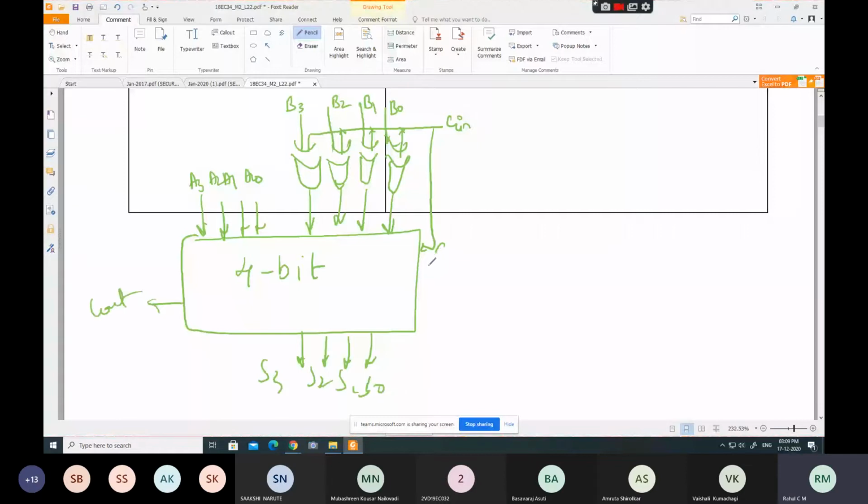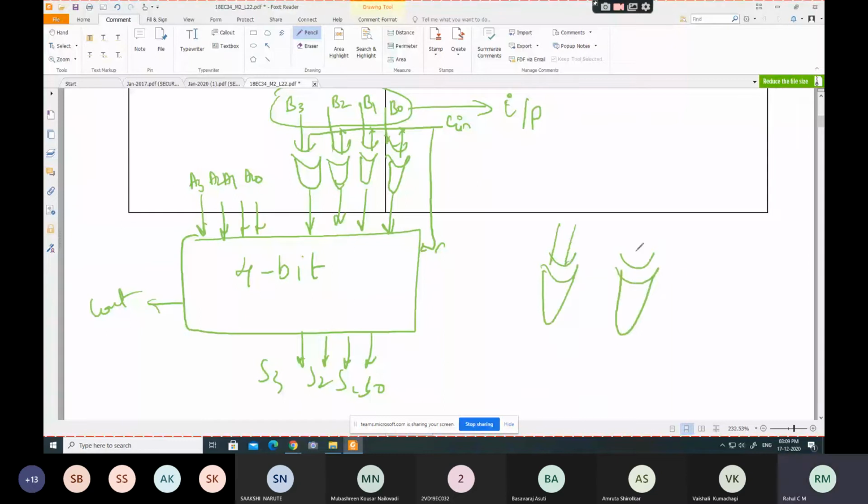Fine. Now tell me. I'll take my input, the number whose complement I'm supposed to feed here. I'm having an XOR gate. Am I audible to everyone? Yes, sir. Say I'm taking 2 bits, B3 and B2. Fine, I'll take all the bits.